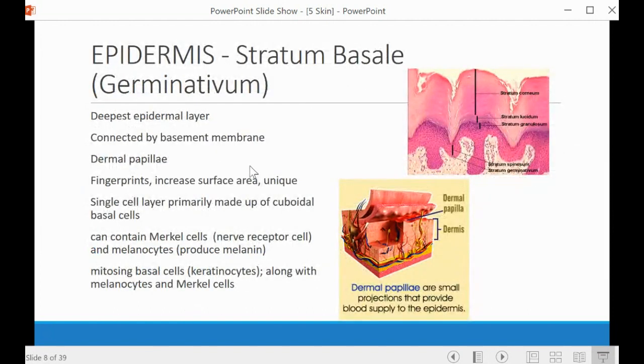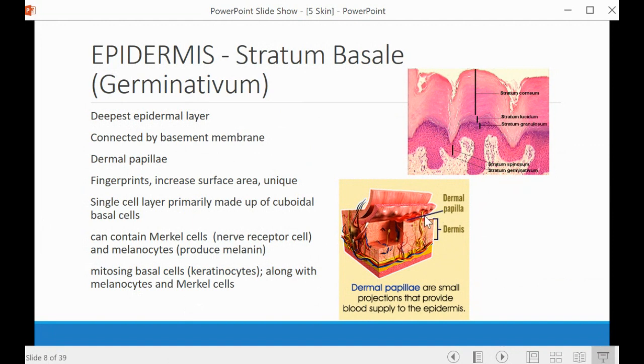So let's talk about that stratum basale. The stratum basale, again, is that bottom layer. It's also called the germinativum. It's the deepest epidermal layer, and it is connected to that basement membrane. Remember when we talked about epithelial tissues having to have that basement membrane? Well, there you go. Okay.